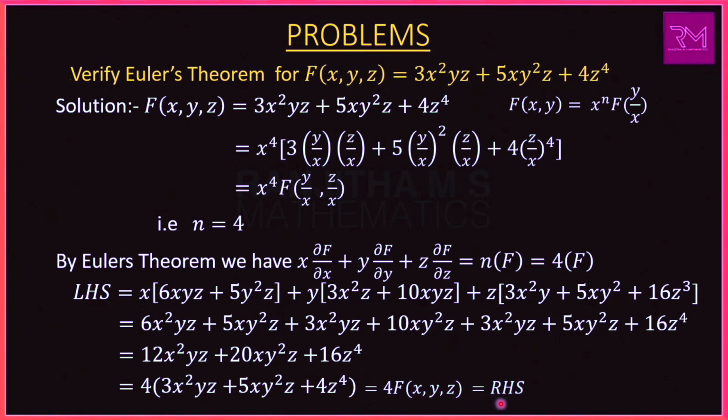This is the RHS of Euler's theorem. Hence we have verified Euler's theorem, that is x into del f by del x plus y into del f by del y plus z into del f by del z, which is equal to 4 into f of x comma y comma z. This completes the problem.